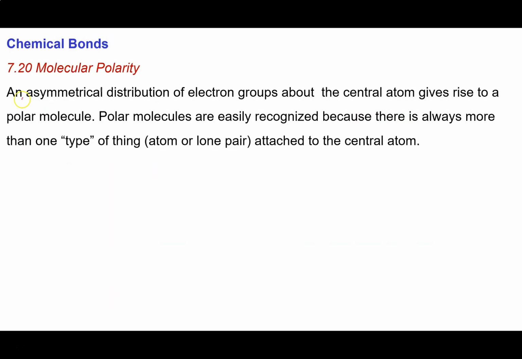So if we have an asymmetrical distribution of electron groups about the central atom in a molecule, then that's going to give us a polar molecule. You can easily recognize whether a molecule is polar or not because polar molecules always have more than one type of thing, i.e. more than one kind of atom or atoms and lone pairs attached to the central atom.